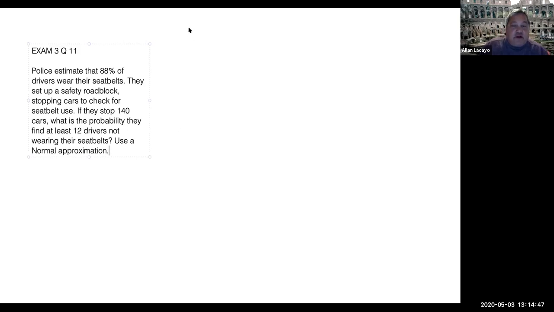So usually if you see a driver, they do one of two things when they're driving. They could either be wearing their seatbelt or not wearing the seatbelt. And it says here that 88% of people wear their seatbelt, which means that 12% of people don't.